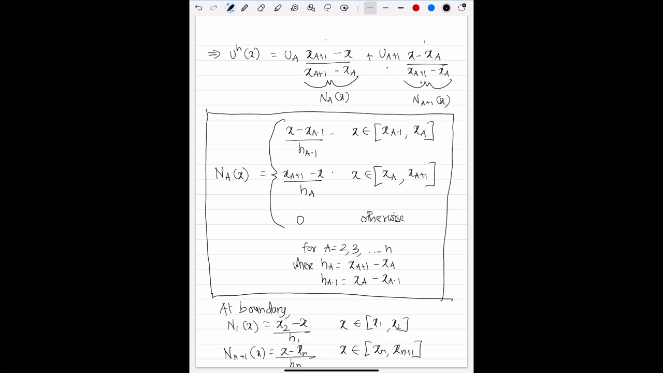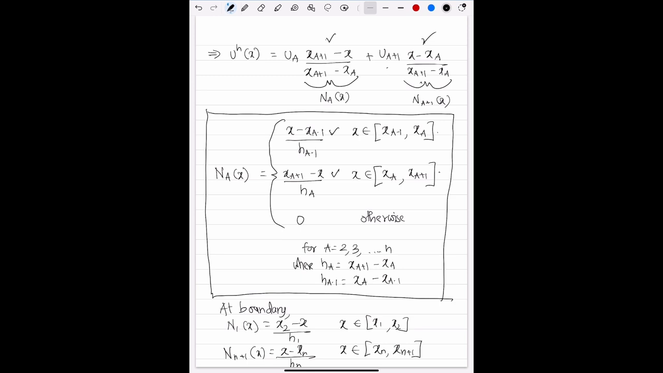Now where does this expression or definition come from? So if you notice, NA of x is defined for two particular elements, element A minus 1 and element A. So at element A, the relation is this one, which you can notice is the same as this term over here, which we just got. And for element A minus 1, the expression is this one, which is pretty much the same as this relation over here. So this is the motivation for this particular definition of the basis function. At the boundary, we just have one particular element, not two elements, and that's why we have one-sided basis functions.